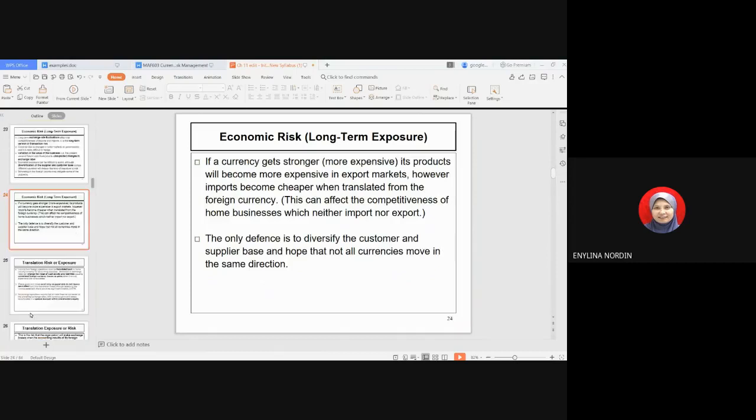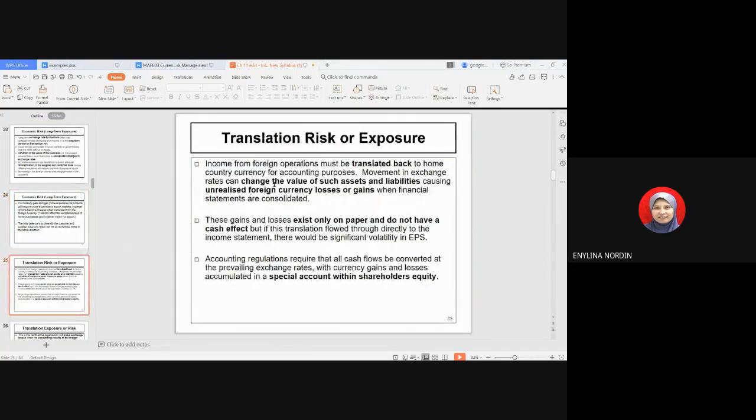Okay, we go to the translation, right? Translation, like I said, income from foreign operation or business must be translated back to home currency, right? If you have a subsidiary in Singapore, then when you want to prepare or report the financial of the company, you have to consolidate all the accounting figures, right? Accounting information. Therefore, you have to translate it back from foreign currency to home currency for this particular purpose, right?